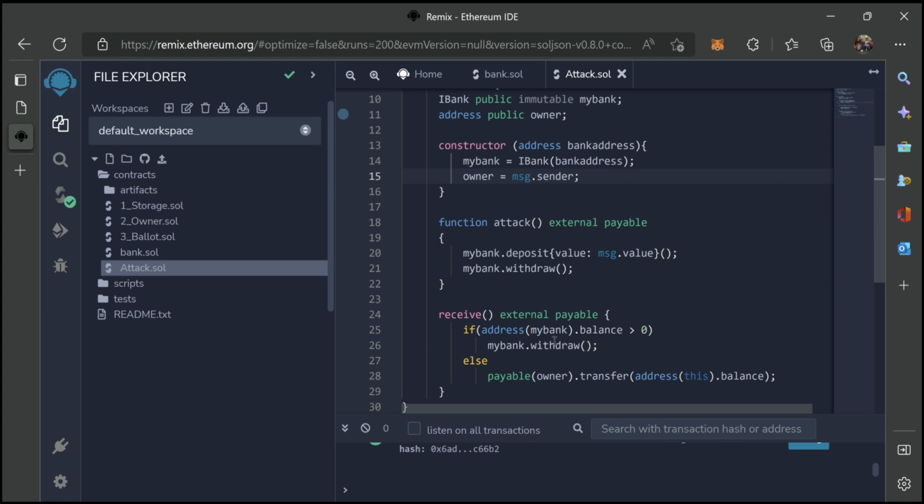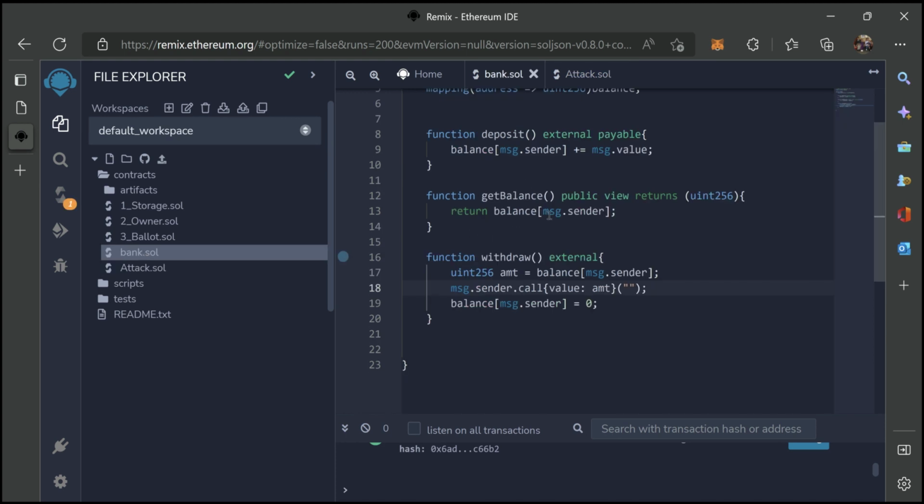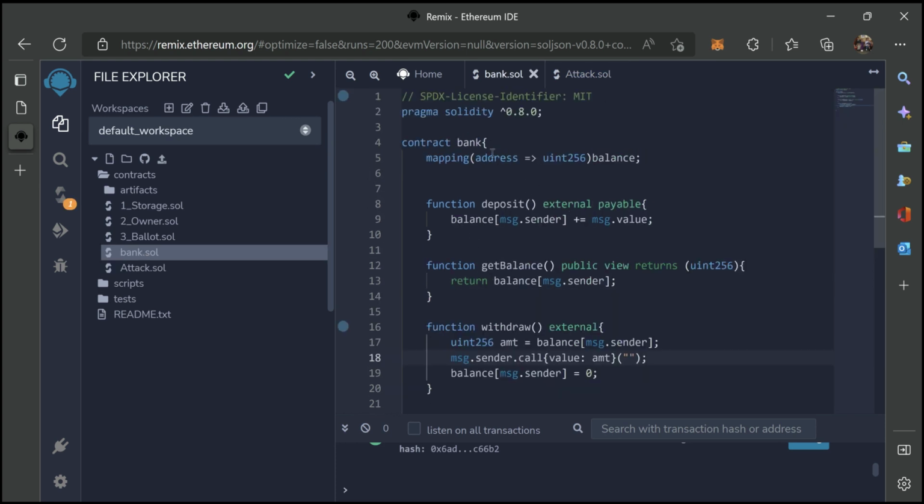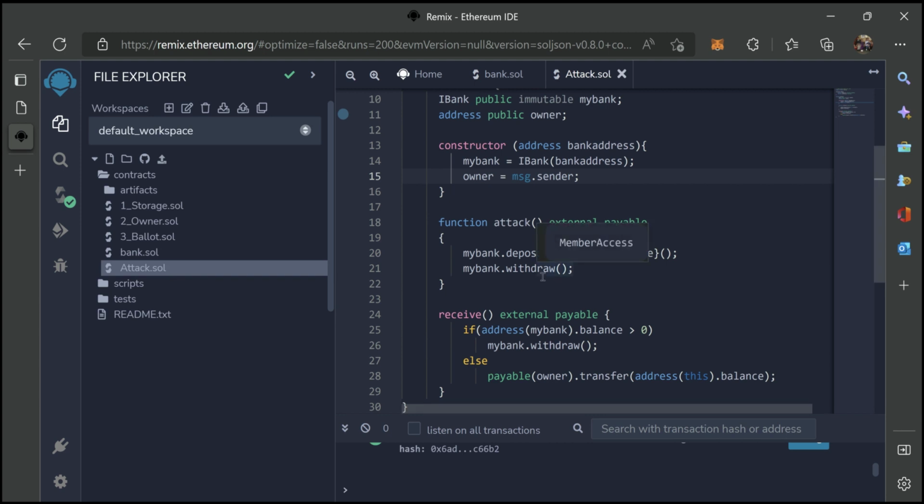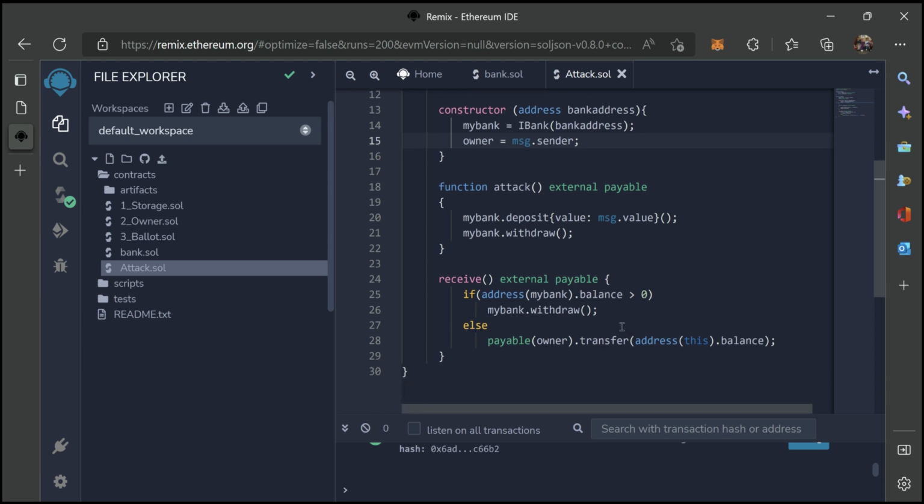Look over here, when we check the balance, we are not checking the individual balance. We are checking the balance for the first smart contract, the balance for the whole thing, for this contract. So you're going to basically drain the whole account, including other people's Ethereum in the smart contract. Okay.